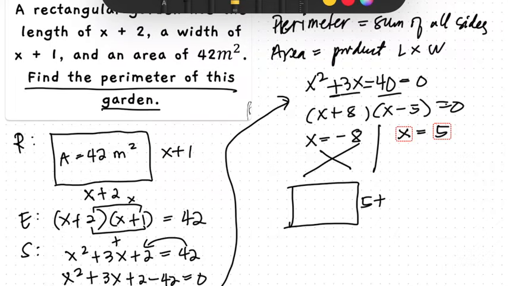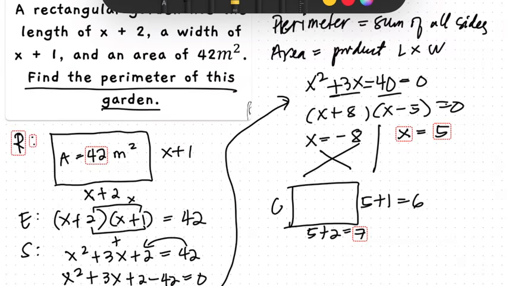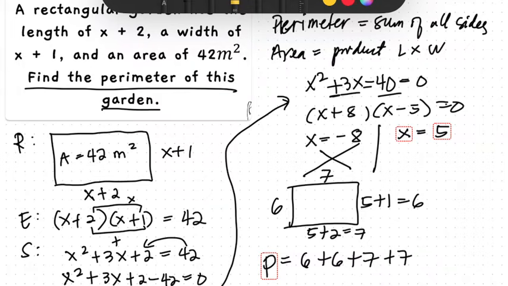We have 5 plus 1 and then 5 plus 2. Ang 5 plus 1 po ay 6. Ang 5 plus 2 po ay 7. So, now that we know all of the sides, pwede na natin kuhanin ang perimeter. So, that's 6 plus 6 plus 7 plus 7.